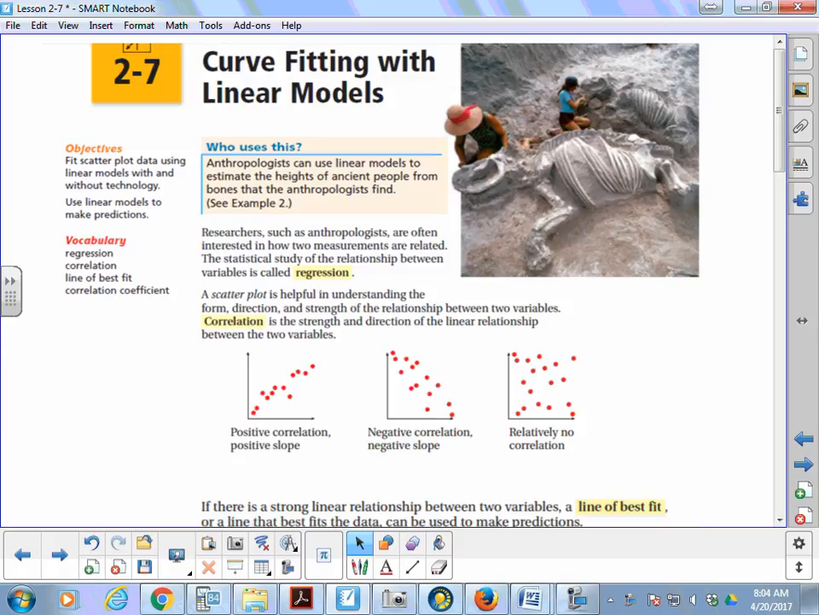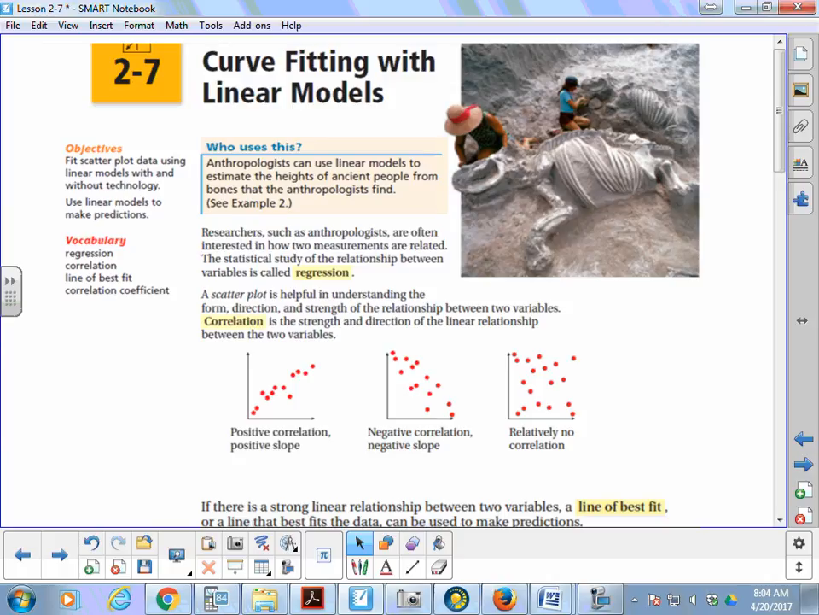The statistical study of the relationship between variables is called regression. A scatter plot is helpful in understanding the form, direction, and strength of the relationship between two variables. Correlation is the strength and direction of the linear relationship between two variables.